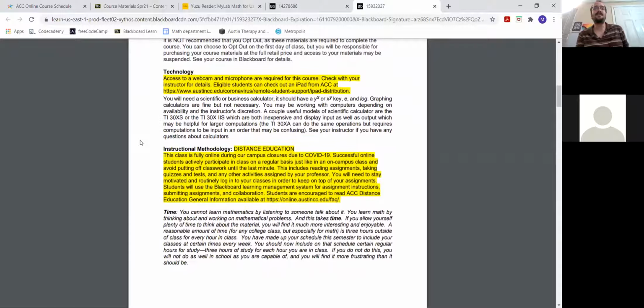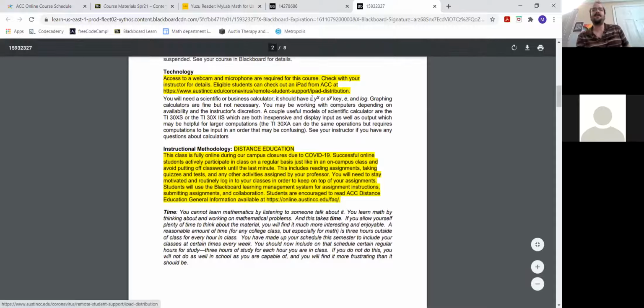Technology. So for this class, like I said, you're going to need access to a webcam and you're going to need a microphone to communicate with me during class. Check with the instructor for details. Other students can check out an iPad. So if you don't have a device, ACC offers an iPad. What else does it say? You will need a calculator for this course. It needs to have the exponential keys. It needs to have the E or the natural exponential, and it needs to have the log key, I think, is what is necessary for this course.